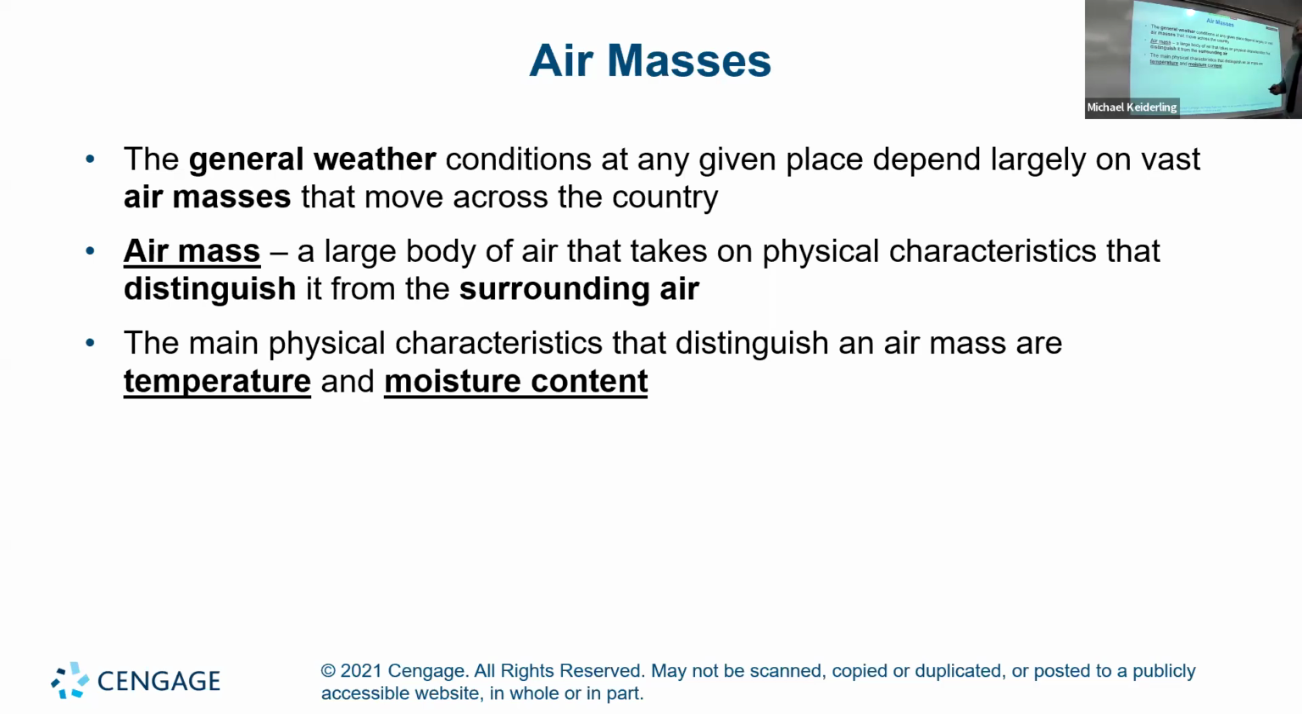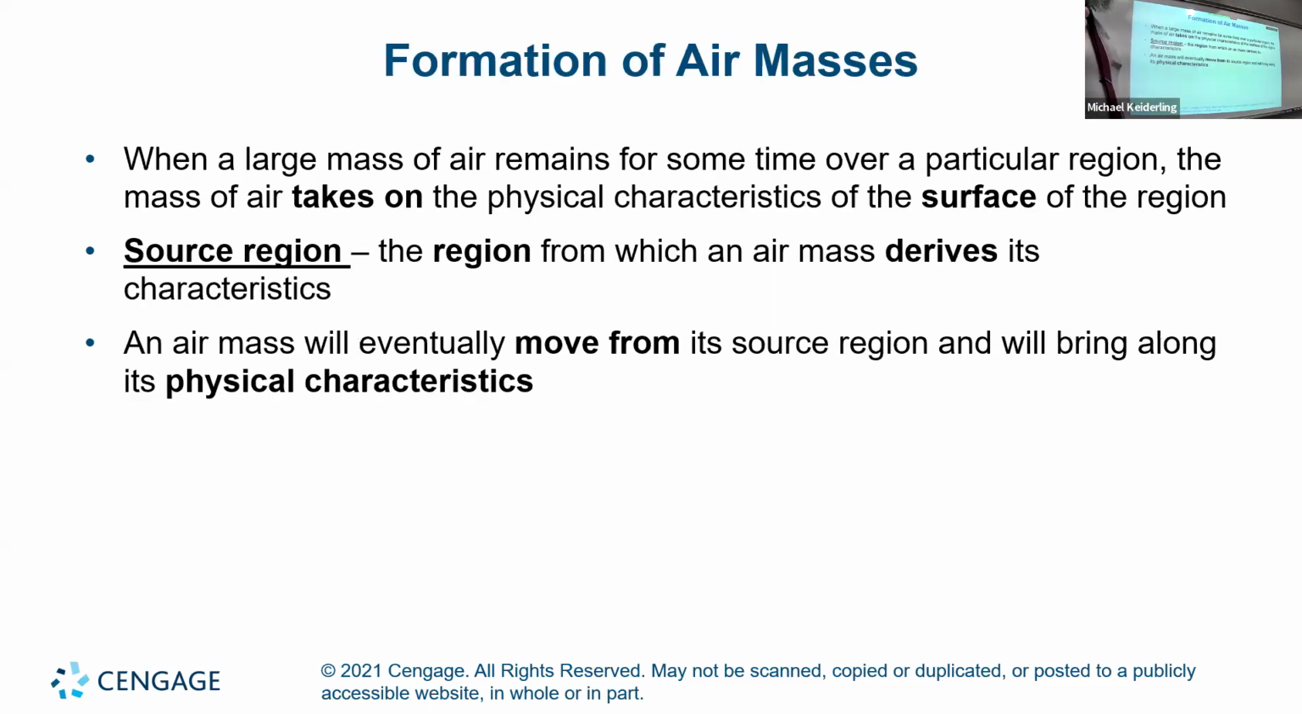The main physical characteristics that distinguish an air mass are temperature. Is it hot? Is it cold? And moisture content. Is it wet or is it dry? So when a large mass of air remains for some time over a particular region, so if you had a big mass of air sitting over the North Atlantic, let's say, it's going to be cold and wet.